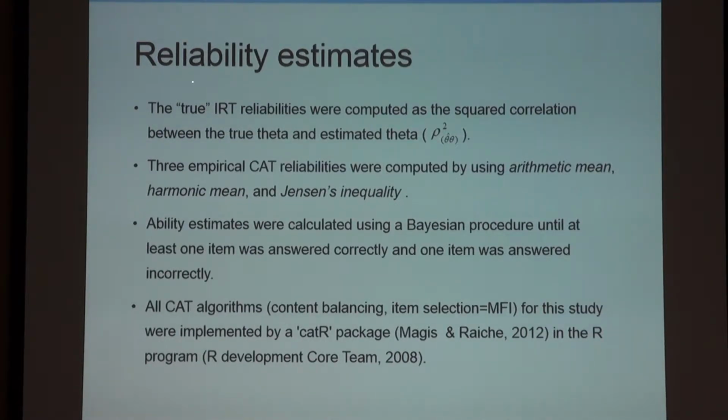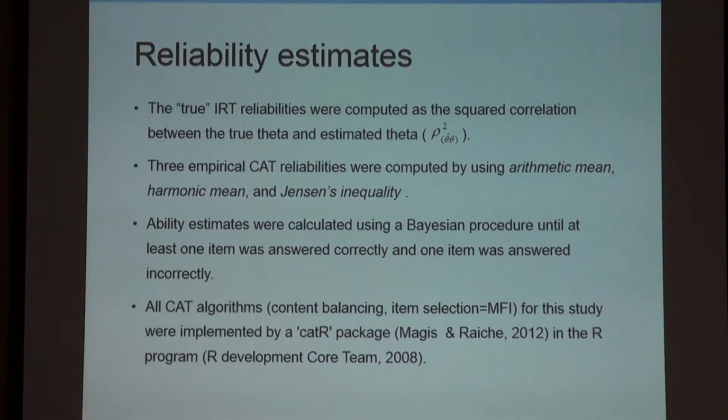So how can you estimate reliability? True IRT reliability was computed as the squared correlation between true theta and estimated theta. The true theta is estimated from the complete data, 1,136 items. This is the true theta, and the estimated theta is based on the CAT with 10 items, 11 items, 20 items, 30 items. And the three empirical CAT reliabilities were computed: the arithmetic mean, the harmonic mean, and Jensen's inequality.